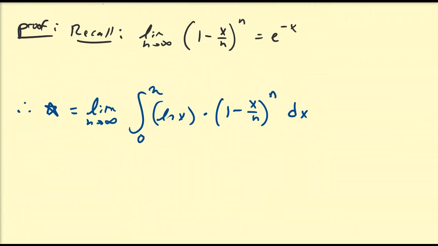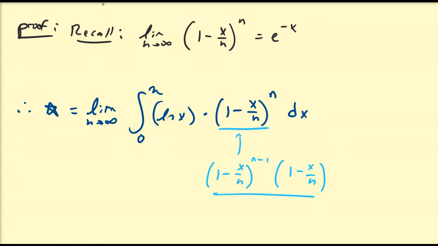Now we're going to set up for a power rule here. So we're going to decompose this (1 minus x over n) to the n into two parts, namely (1 minus x over n) to the n minus 1, and (1 minus x over n). Because when we integrate something to the n minus 1, we're going to be adding 1 to that exponent and dividing by that new exponent. So it's easy to divide by n instead of, say, n plus 1, so we're going to decompose into this form.